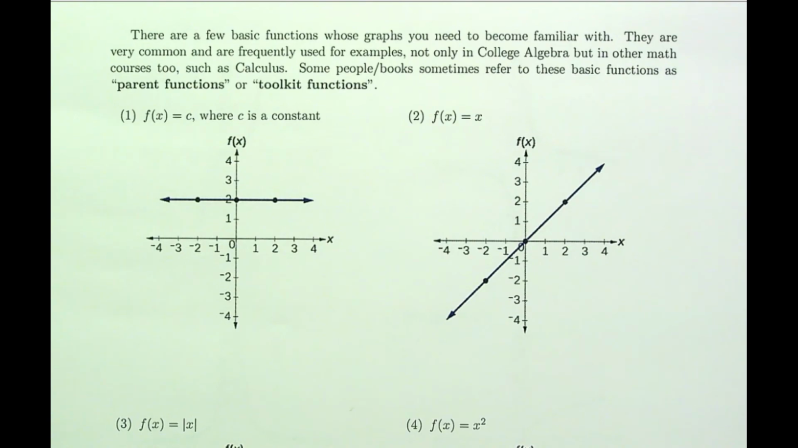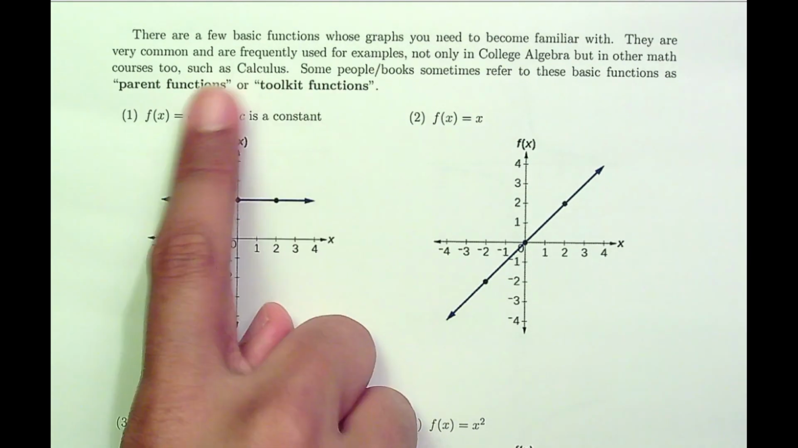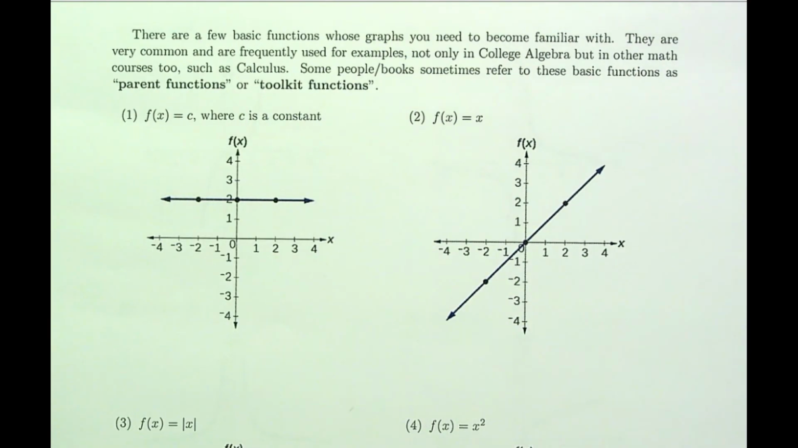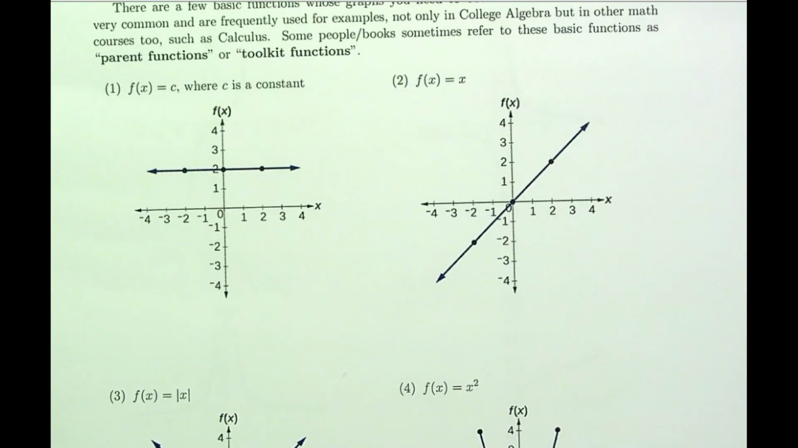Some books call them the toolkit functions or the parent functions. They are used a lot for examples. When you want to think of an example of something, some of these graphs are very useful for that. And you should just be familiar with them. So whenever you see a function, if you know the parent function, you already have a visual in your mind of what the graph is going to look like.